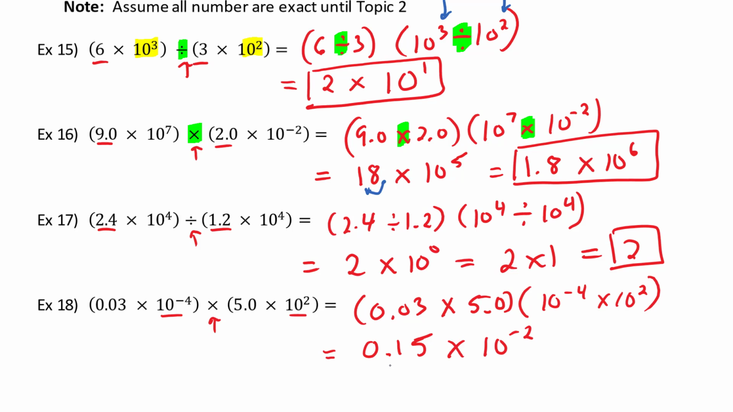Here, this is not in proper scientific notation. This number is less than 1. I have to move the decimal place over 1, making it bigger. Therefore, our exponent gets smaller. 1.5 times 10 to the minus 3. Final answer. So that's the process of multiplying and dividing in scientific notation. I think this process is easier than adding and subtracting.